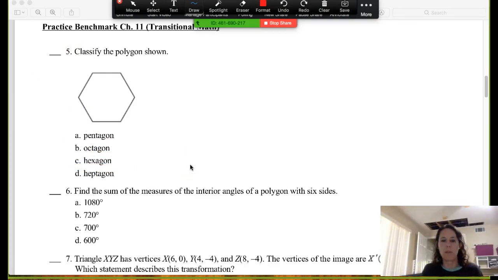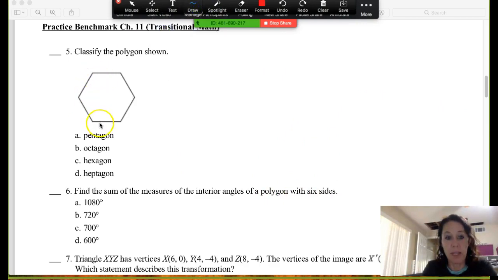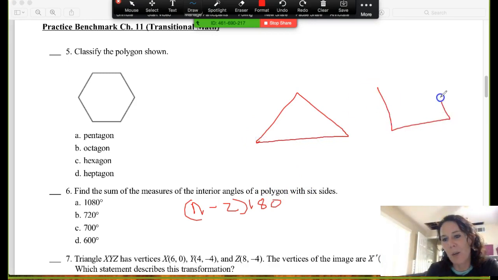All right, find the sum of the measures of the interior angles of a polygon with 6 sides. Not the exteriors, but the interior angles. And there's a rule. N minus 2 times 180 gives you the sum of the interior angles of any polygon. It even works with triangles. You know that triangles add up to be 180. Also, any kind of quadrilateral is going to be 360, but it works for them.